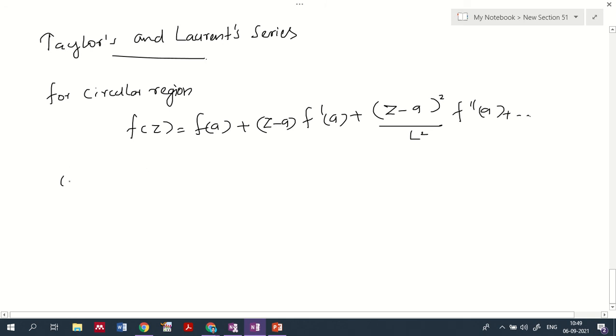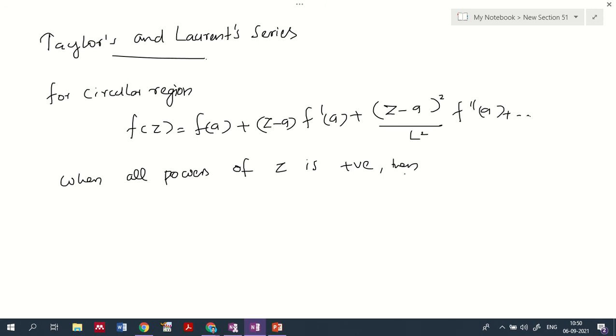So when all powers, in this case when all powers of z are positive, then we call it as Taylor series. Okay, in this case all the powers are positive, z minus a യുടെ എല്ലാ പവറും പോസിറ്റീവ് ആണെങ്കിൽ നമ്മൾ ആ സീരീസിനെ ടൈലർ സീരീസ് എന്നാണ് പറയുക. ഓക്കെ, we call it as Taylor series.